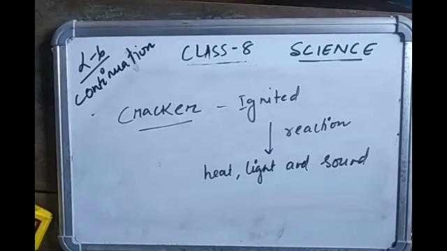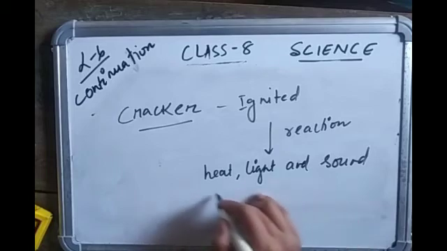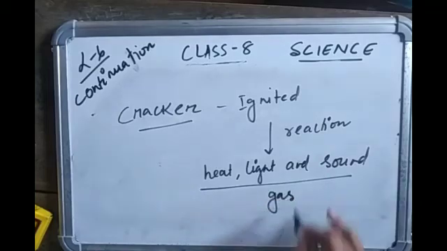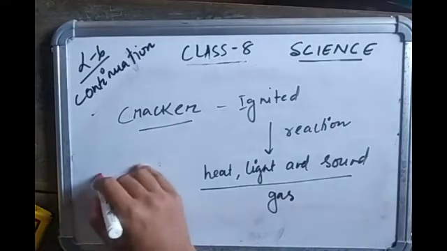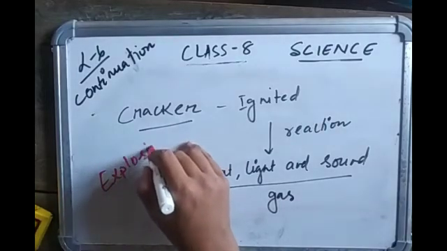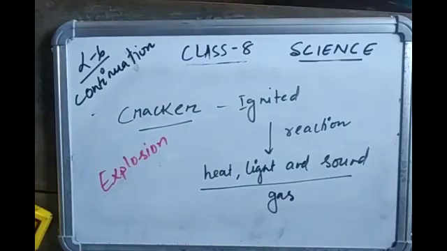And a large amount of gas formed in the reaction is liberated. This is called explosion. So when a cracker is ignited, a reaction takes place, and because of that reaction heat, light and sound are evolved, and along with that a large amount of gas is also formed, which is liberated.